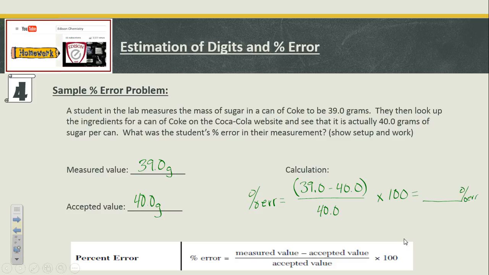Okay? That's how you do a percent error calculation. We're going to do a few of them this year. They're pretty straightforward.